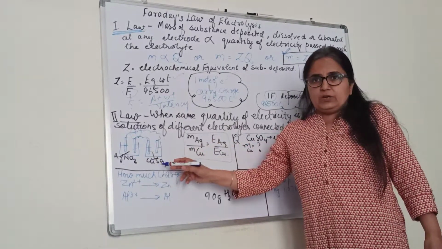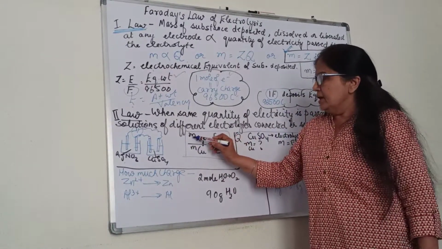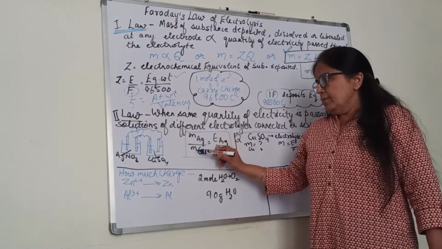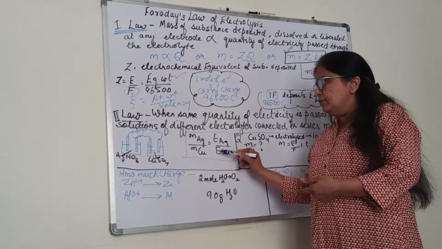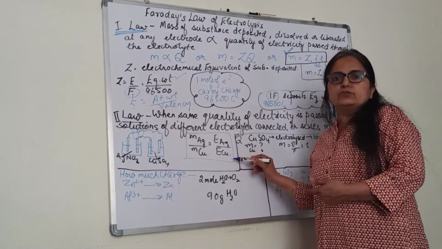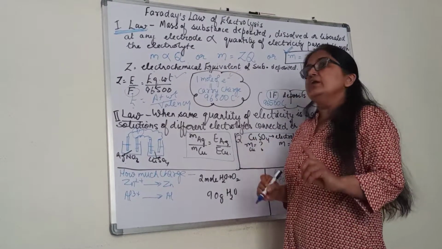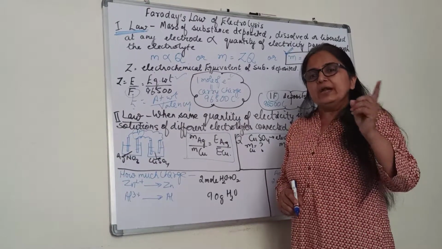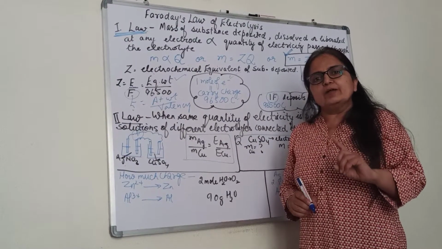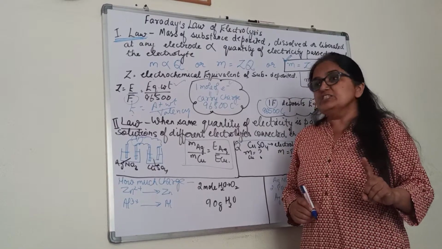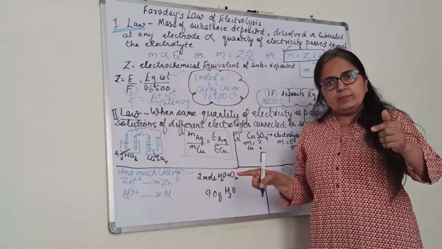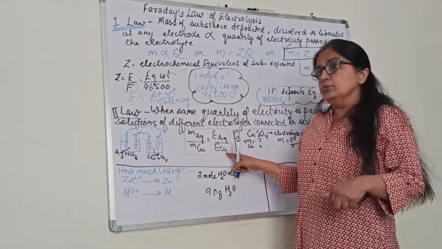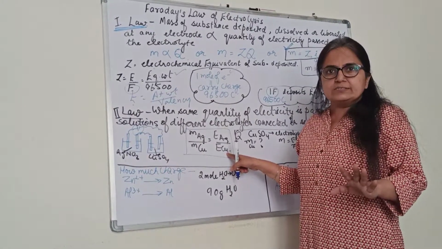Suppose for this particular thing we can have the formula: mass of silver by mass of copper is equal to equivalent weight of silver divided by equivalent weight of copper. So what will be the equivalent weight of silver? 108 is the atomic mass of silver divided by 1 because it is Ag+. This will be copper atomic mass divided by 2 because Cu is 2+. Till here it is clear.